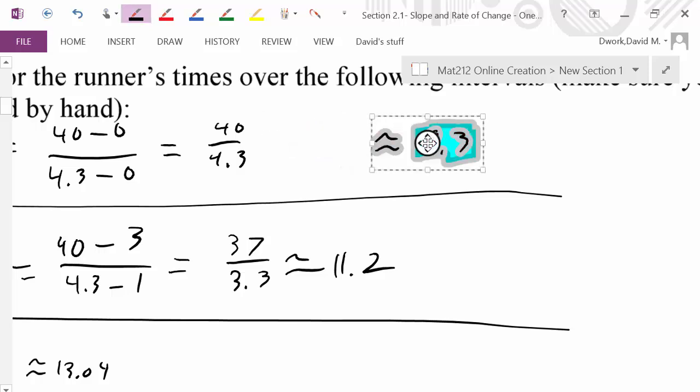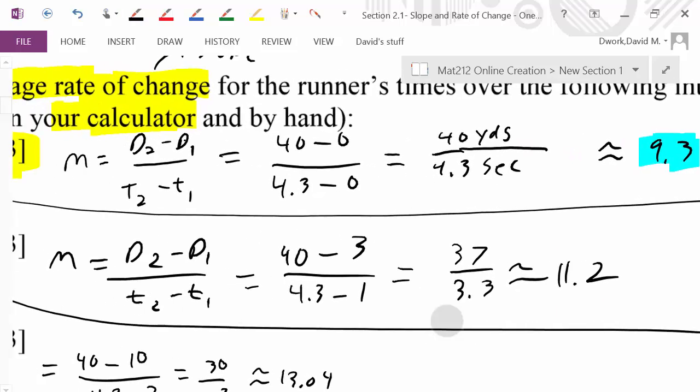If I just back up right here and say, okay, what we were looking at, the meaning of the 40 was it had the units of yards. The 0 had the units of yards as well, so therefore we're left with yards. In the denominator, it had the units of seconds. So what we really had here was the runner ran 40 yards per 4.3 seconds. So does that make sense?